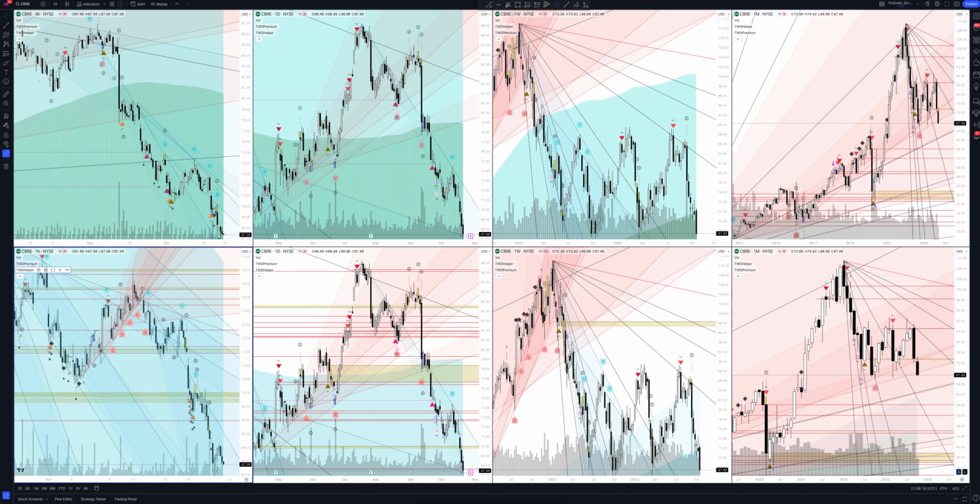Today we will take a look at CBRE Group stock. Let's analyze the market situation and find out how you can make money on it. Let's start.